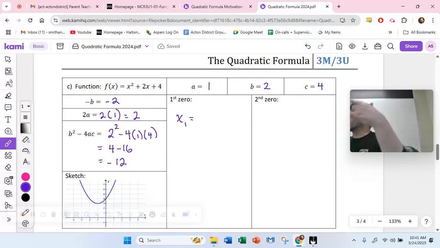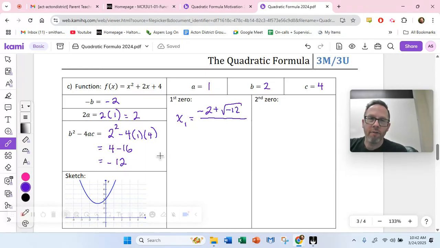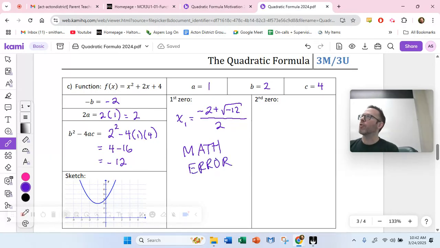Let's just pretend you didn't see where this was going. You're like, okay, I'm just a robot and I just do what I'm told and I'm going to keep going. -2 plus the root of -12 all divided by 2. And maybe you still don't see what's wrong. So then you just try to do -2 plus the root of -12 on your calculator. And mine gave me a math error. Did you guys get that as well? Yes. Math error. What's the issue? Why didn't our calculator spit out an answer?